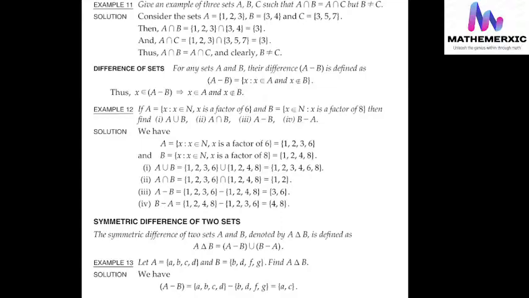Different subsets we have discussed. Now the last example is example 22 or 12. We will just have a look.